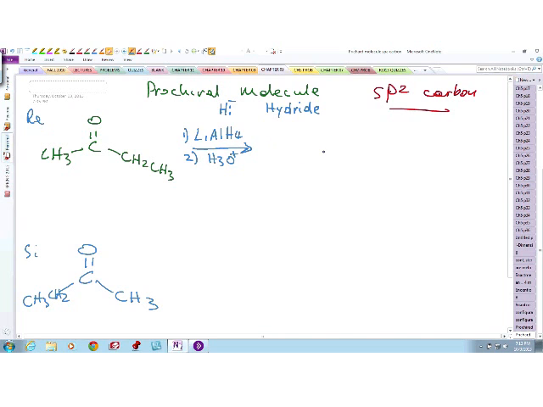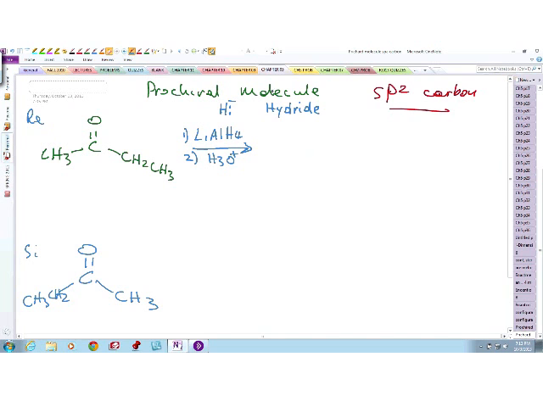you get this product. So why do you have 1, 2? What does that mean? You add the lithium aluminum hydride first, then you add the hydronium ion later. That's what that means. But when we get to chemical reactions, we'll explain some more about that. But at this point, just assume that in this reaction, we are going to introduce a hydride on this carbon here, a negatively charged hydrogen atom.